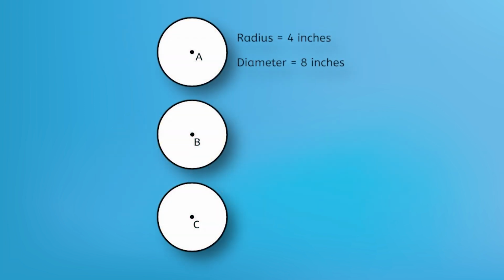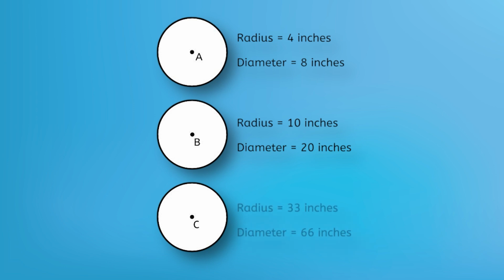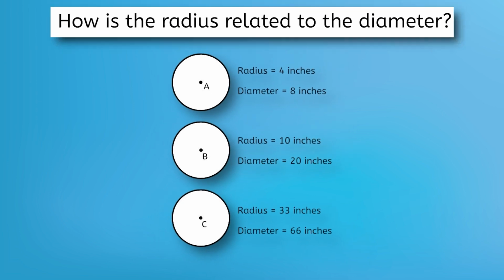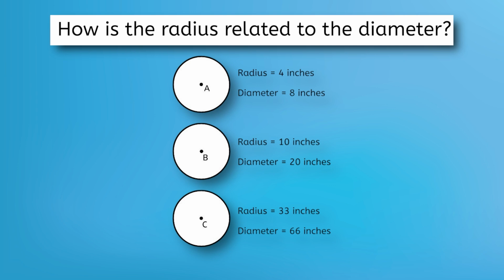Here are 3 more circles, A, B, and C. Circle A's radius is 4 inches, and the diameter is 8 inches. Circle B's radius is 10 inches, and the diameter is 20 inches. And Circle C's radius is 33 inches, and the diameter is 66 inches. What pattern do you notice? How is the radius related to the diameter? Jot down your idea now.